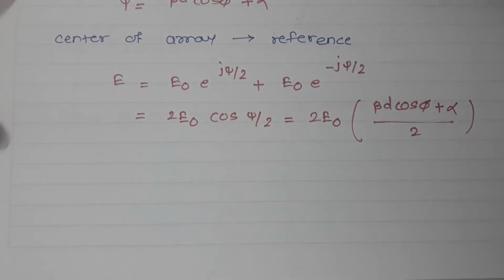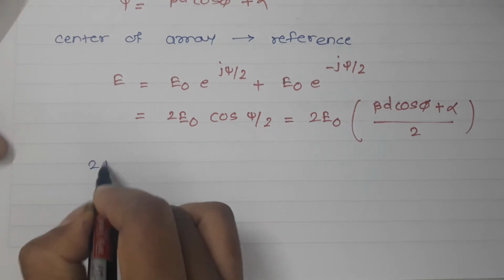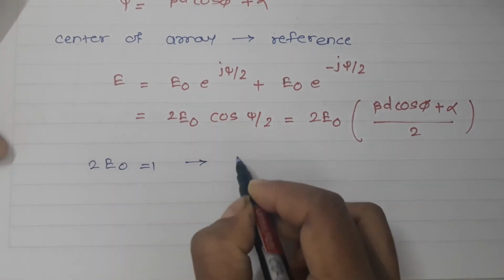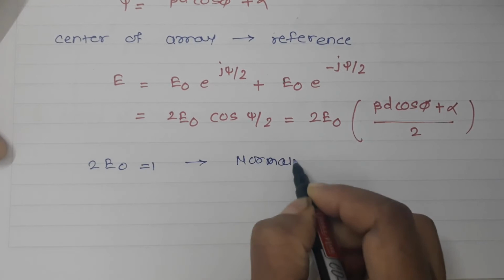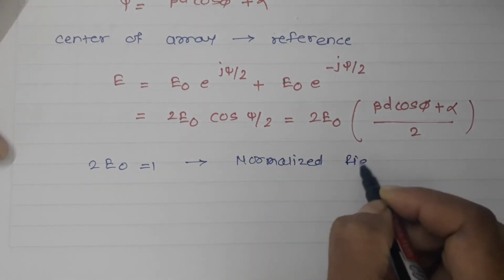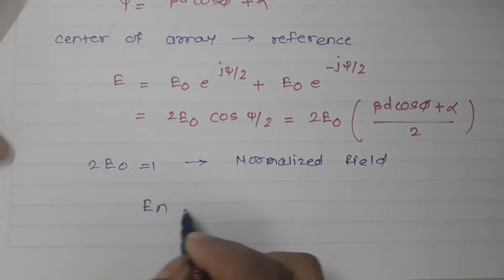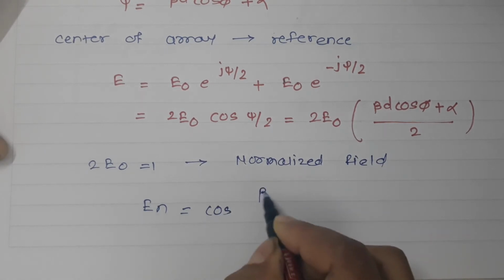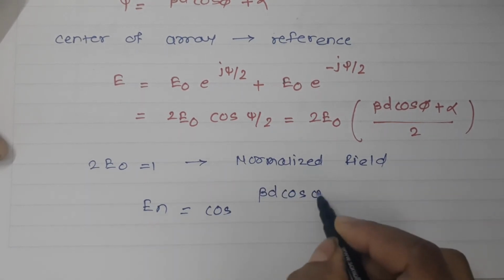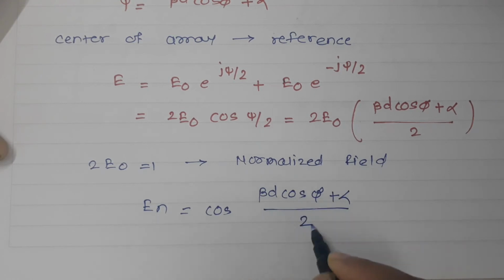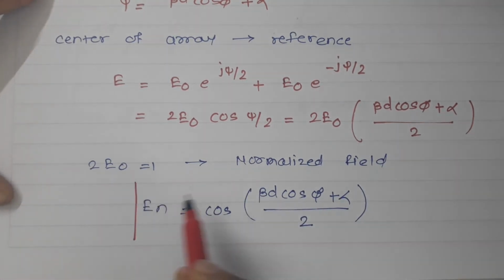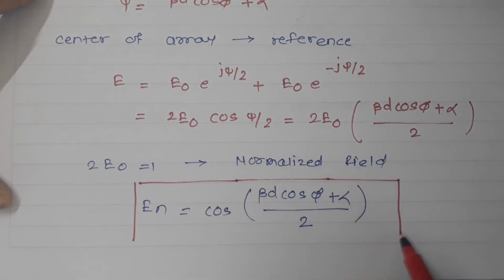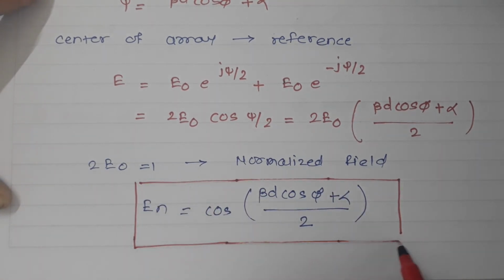So we have got this. Now let us normalize this particular field. So I am considering 2E0 is equal to 1, which is nothing but the normalized field I am getting over here. So En is equal to cos of beta d cos of phi plus alpha divided by 2. So this is nothing but the normalized field when you are having two isotropic sources of equal amplitude and of any phase shift. So that phase shift we are considering here as alpha.